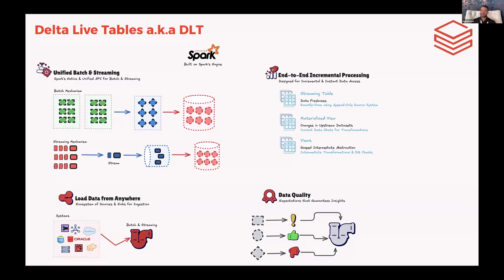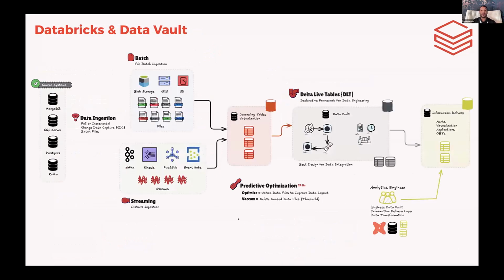So we have freshness of the data. You can materialize views. You can build views from the inside out. You can add quality rules on top of that. You can reuse these different streams. And of course, you can build an end-to-end Data Vault process using everything that we said before, using DLT.